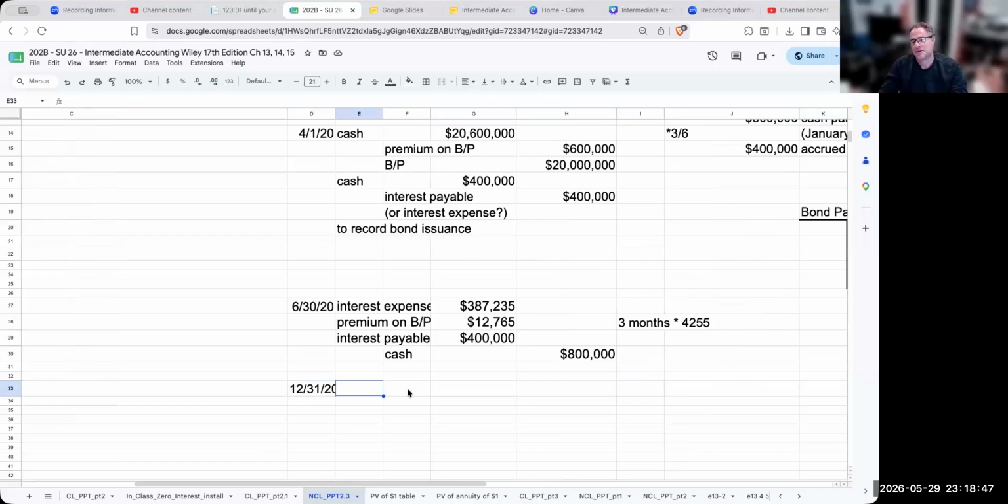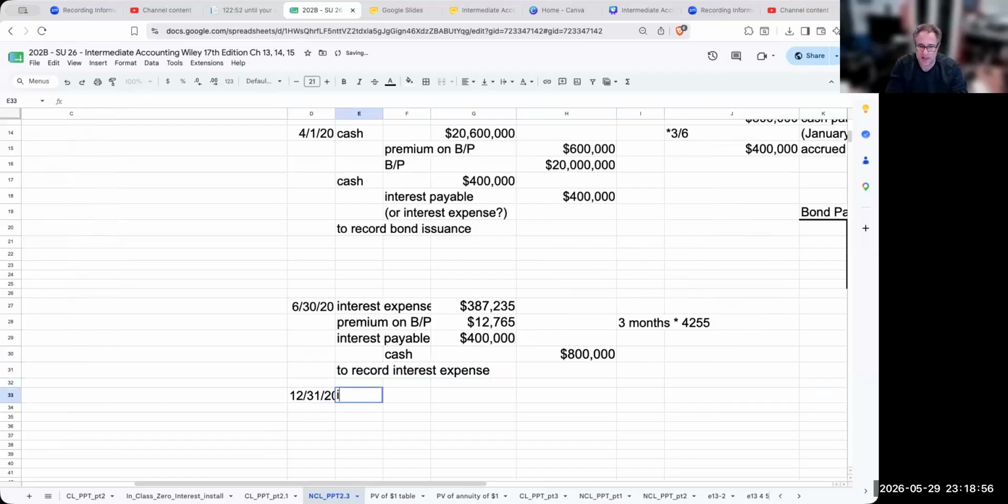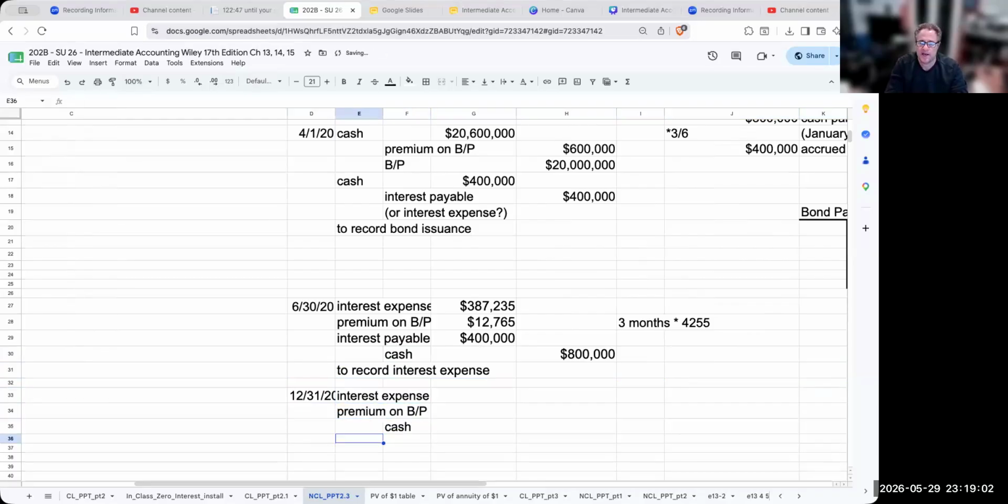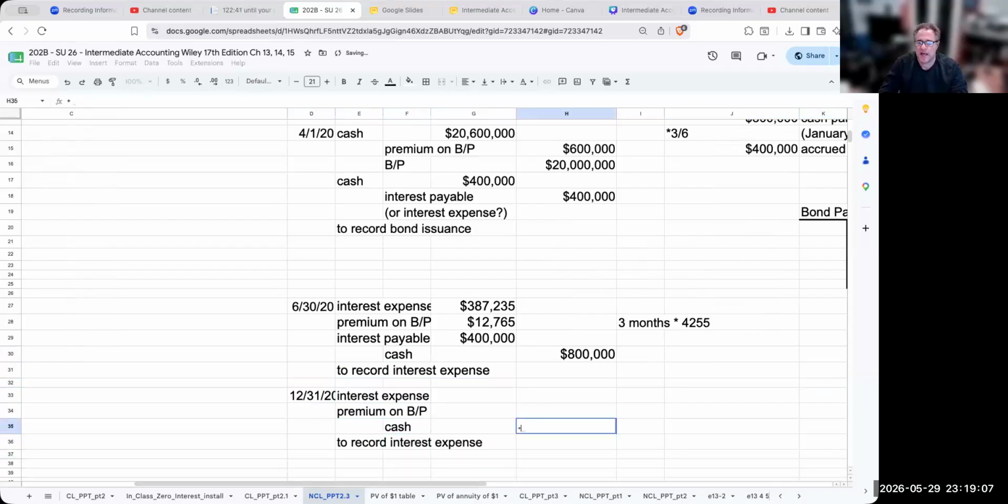Unless we have the crazy, record interest expense. And now over here, we've got interest expense. We've got our premium on bond payable. We have cash. So again, the cash is never going to change, but now my premium on bond payable is going to be 6 months times 42.55. Okay, so then my interest expense is going to be the difference between these two, or it's going to be 774,470. That's how I would go through and do this.